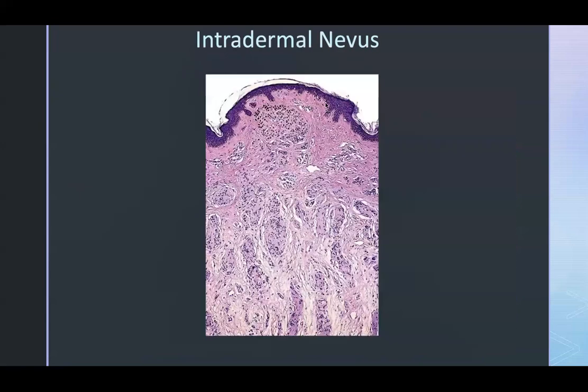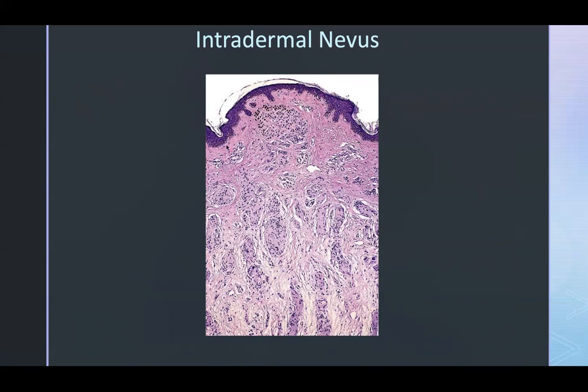Intradermal nevi are, again, nevi that have all of their nested melanocytes in the dermis. Now, yes, you do have melanocytes in the junction of an intradermal nevus, but they're not nested. So an intradermal nevus oftentimes has solely nests within the dermal space.